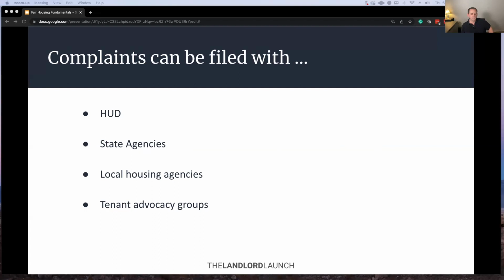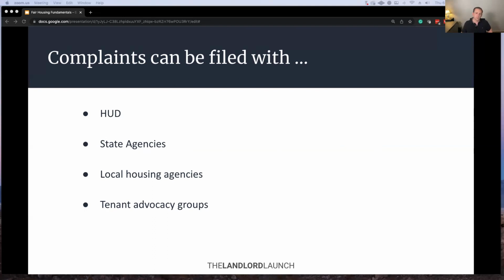And what state agencies are representative of HUD. The local housing agencies are representative of the state, which are representatives of HUD. Tenant advocacy groups, a lot of times, are more nonprofit, separated. Sometimes they get grants, things along those lines. But if an actual complaint is filed, it'll be filed with HUD.